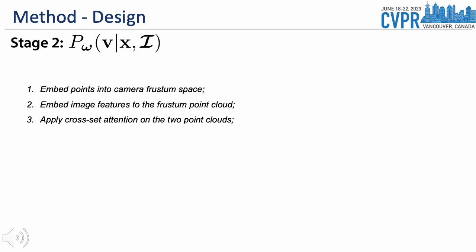Once we have defined the modeling for the second stage, the problem becomes: how do we discretize the camera space into a space composed of point clouds? In other words, how do we embed 3D points into the camera space, and how do we embed image features into these 3D points? Lastly, how do we complete feature fusion between the two point clouds, that is, the camera space point cloud and the hand vertex point cloud?